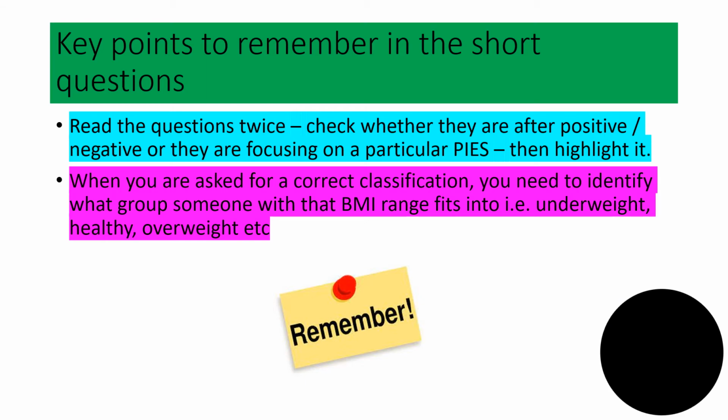So key points to remember in the short questions. Read the question twice. Check whether they're after positive or negative, or they're focusing on particular PIES. So are they asking you about positive, intellectual, emotional, or social? Highlight it so you don't make the mistake of getting the wrong PIES or negative or positive. When you are asked for a correct classification, you need to identify what group someone with that BMI range fits into, i.e. are they underweight, are they healthy, are they overweight? Really revise this.